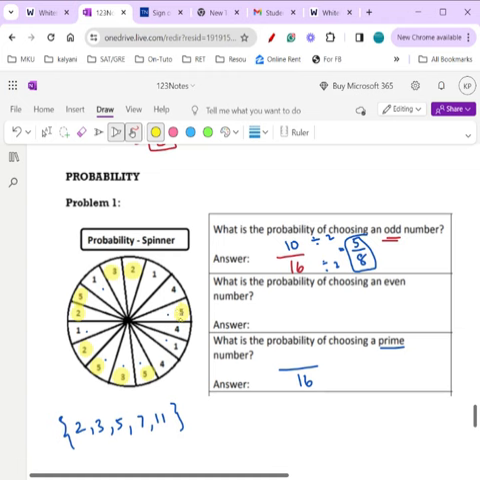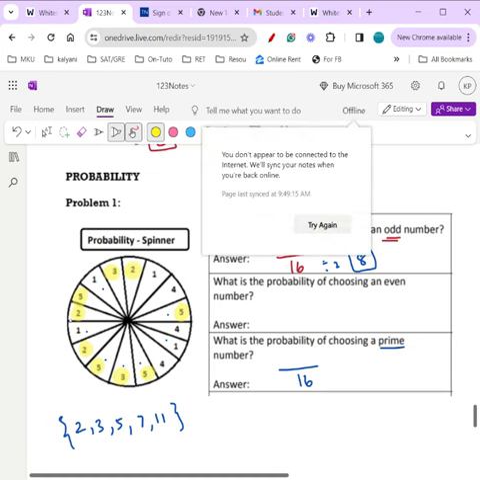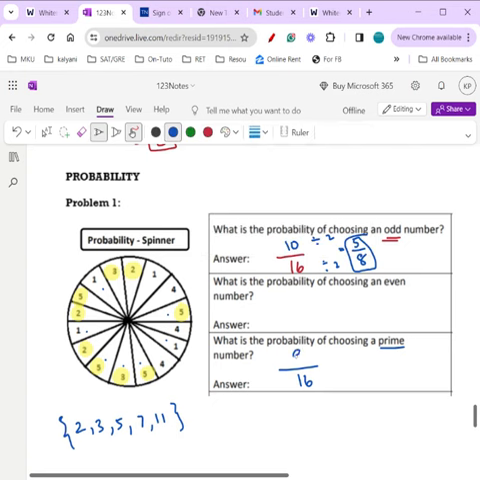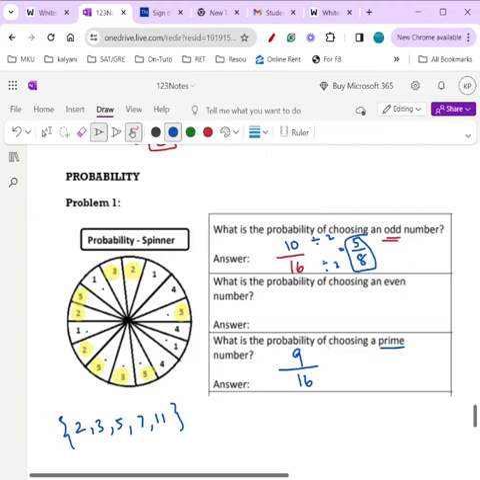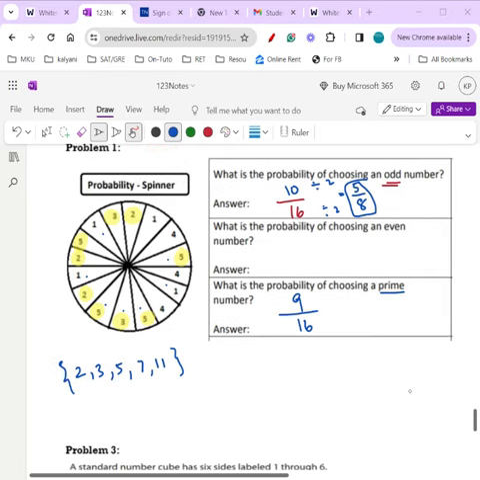1, 2, 3, 4, 5, 6, 7, 8. Wait, I forgot my count. I'll start again from 2, okay, from here. 1, 2, 3, 4, 5, 6, 7, 8, 9. So it's 9 of those. So it's 9 out of 16. I can't reduce it. That's my answer. Pause the video, finish the rest of them, and move on to the next.